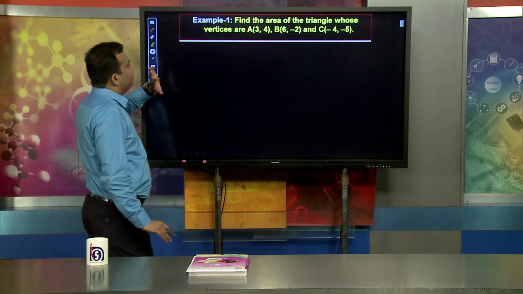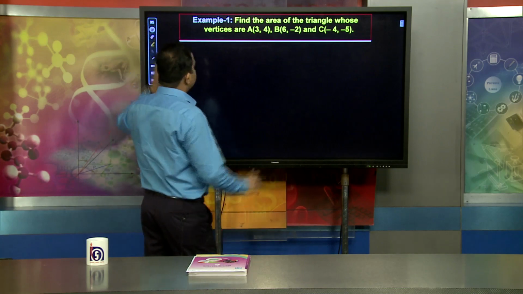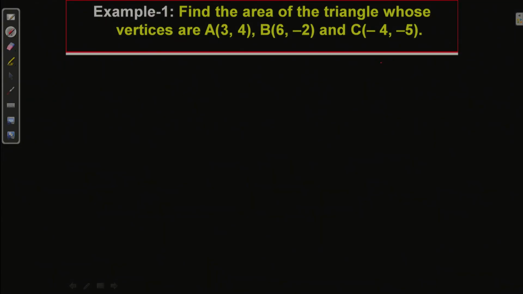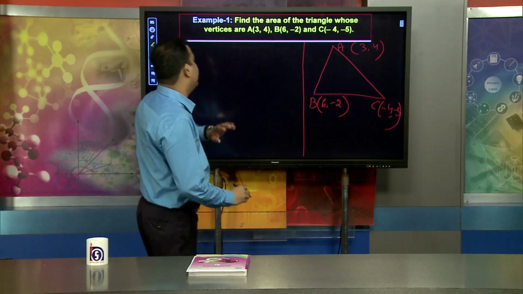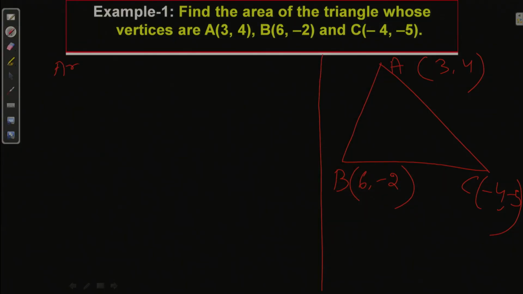Dear learners, suppose we take an example. Suppose this is one of the triangles, and the vertices are given. A is given as 3, 4. B is another vertex, that is 6, minus 2. And C is another vertex, that is given as minus 4, minus 5. Now, the area of triangle ABC.